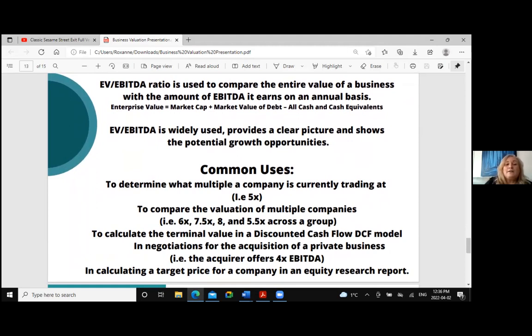Enterprise value and EBITDA ratio is used to compare the entire value of a business with the amount of EBITDA it earns on an annual basis. Enterprise value is the market cap plus the market value of debt minus all cash and cash equivalents. It's widely used because it provides a clear picture and shows the potential growth opportunities for the company that you're reviewing. It determines the multiple that is going to be used.